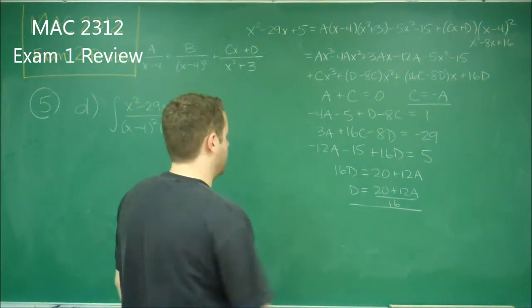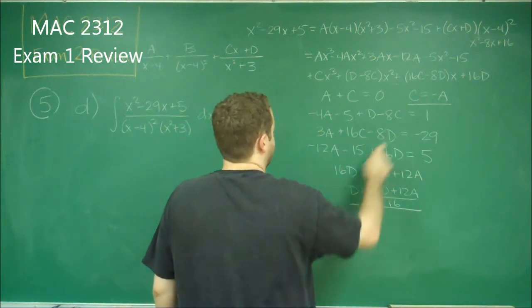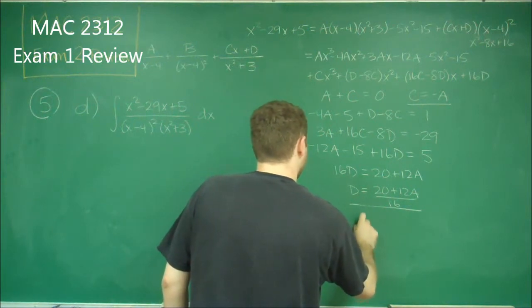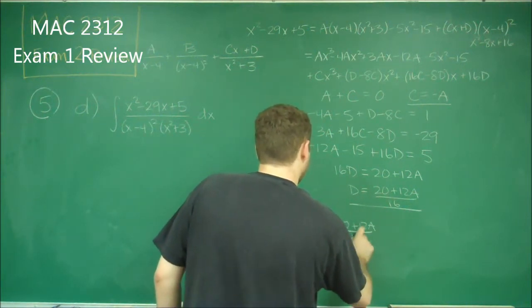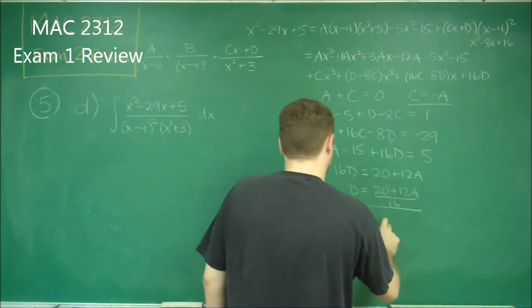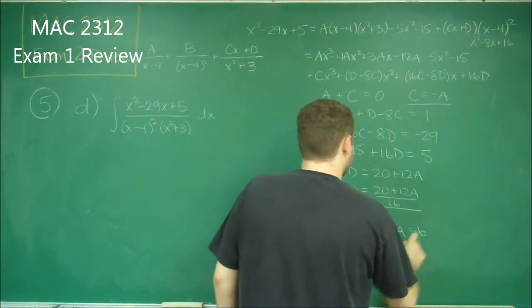So if we plug in here, we're going to get negative 4a. I'll add this 5 to the other side, plus d, minus 8c. C is negative a, though, so that's going to be plus 8a. And that's all equal to 6.